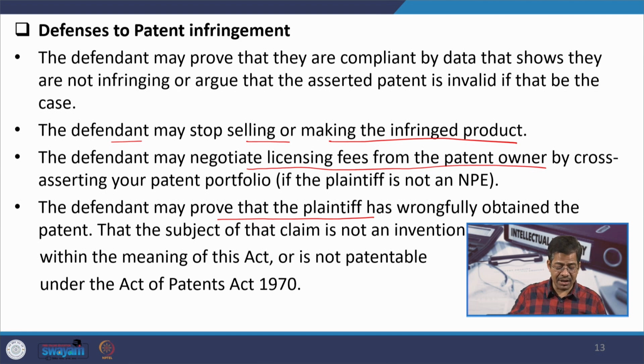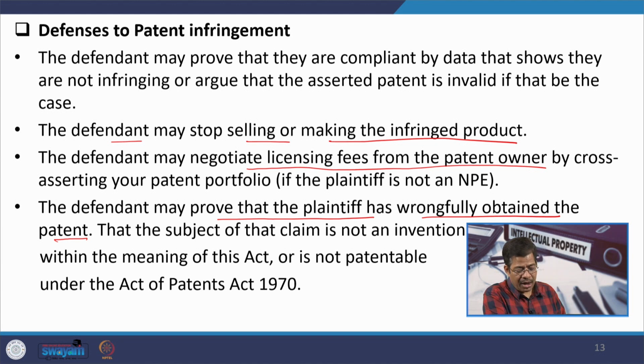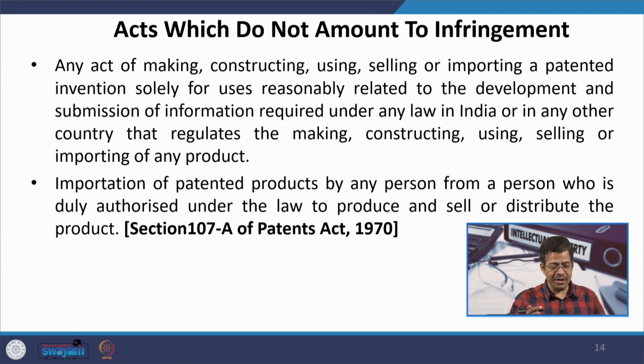So, the defendant may prove that the plaintiff has wrongfully obtained the patent, that it is not amounting to a patent, maybe because of some prior art issue, maybe because of any XYZ reason, maybe the information was already available in the public domain. So, those things may be possible where the defendant may argue that your IP is not a valid IP, and all these strategies the defendant may use for their defense against the patent infringement.